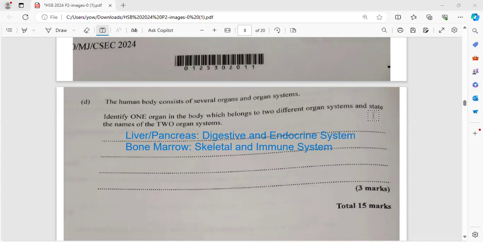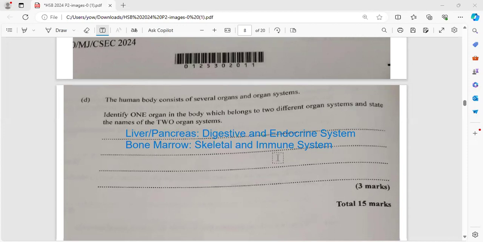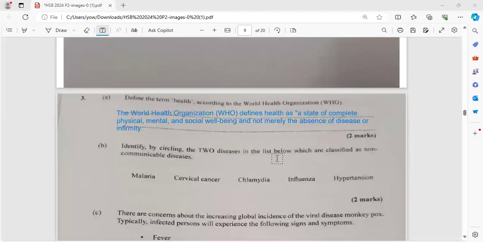The bone marrow is another one. The bone marrow is a part of the skeletal system and it's a part of your immune system, because that is where white blood cells are made. All right, guys, any one of these pairings and you'll be fine. All right, let's go.